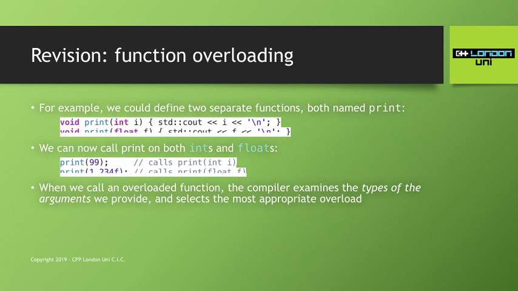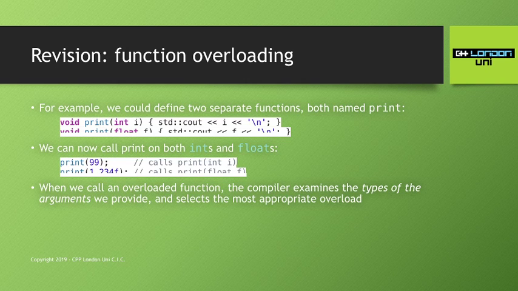The compiler tries its best to match the arguments that you provide, these things like 99 and 1.234, to match the argument types to the parameter types of the function. That's the types that are written in the function definition. Now in this case, that matching process was really easy because this thing is an int and this thing is a float, so they match exactly.